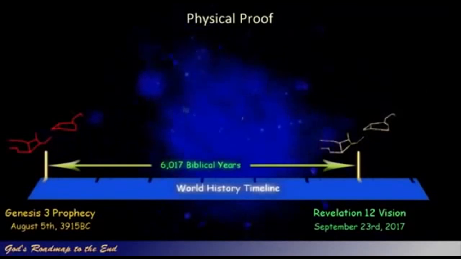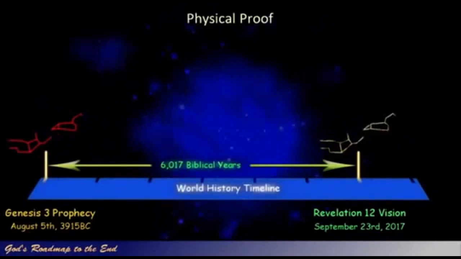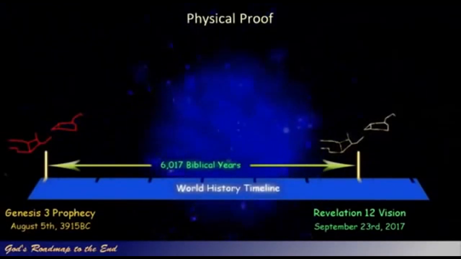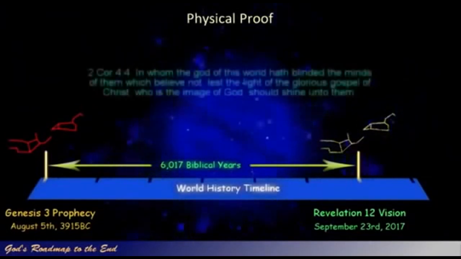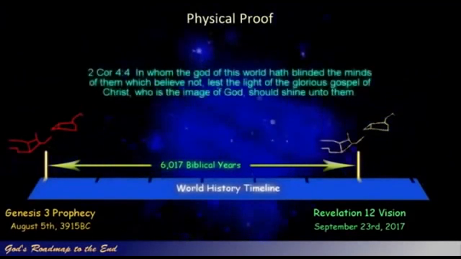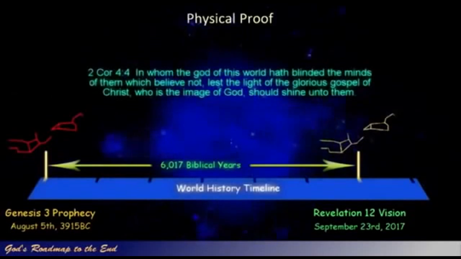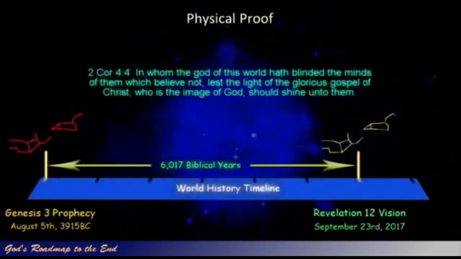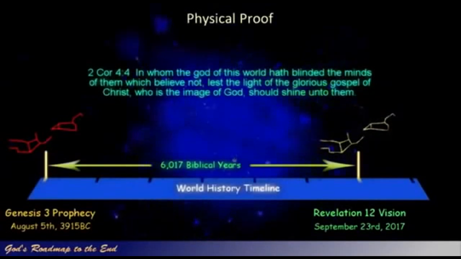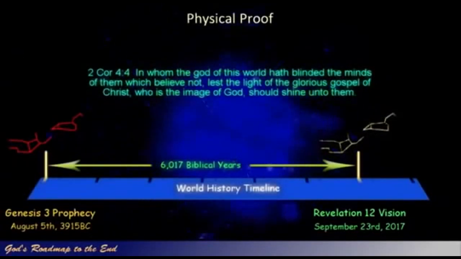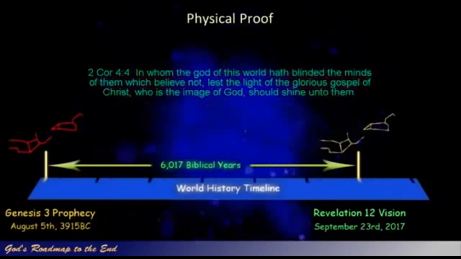At this point Satan also gained control over the world, and became the god of this world, as described in 2 Corinthians 4. 2 Corinthians 4 verse 4. In whom the God of this world hath blinded the minds of them which believe not, lest the light of the glorious gospel of Christ, who is the image of God, should shine unto them.